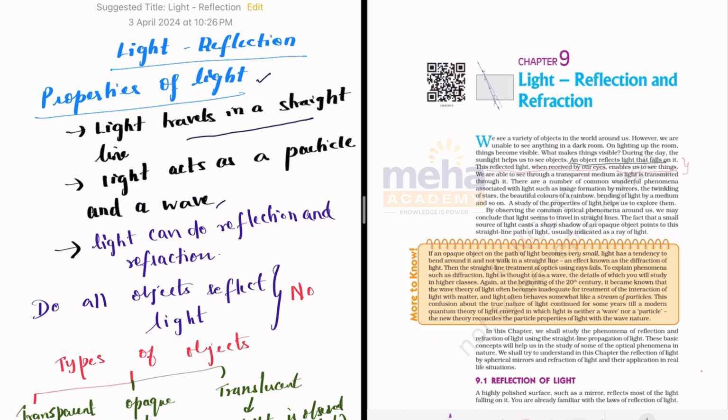Now, what are the properties of light? Light travels in a straight line. Light acts both as a particle and as a wave. Light can do reflection and refraction. So in this chapter we are mainly going to talk about the concepts called reflection and refraction done by light.